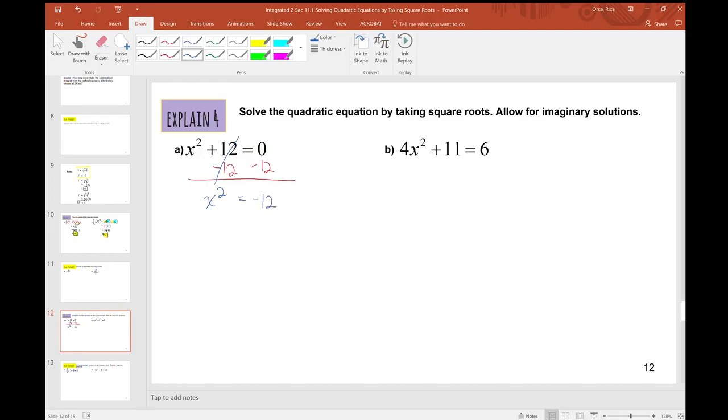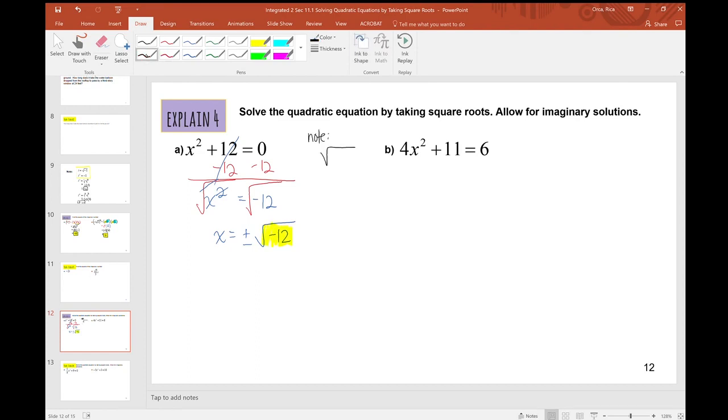Now we need to get rid of the square by taking the square root of both sides. The square and the square root will cancel out, leaving us with x equals plus or minus the square root of -12. Unfortunately, the square root of -12 is not a perfect square. So let's go ahead and break it apart. Let's do a side note.